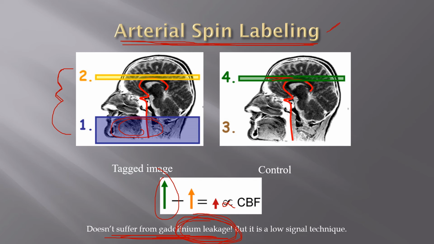Warning, do not run ASL after gadolinium administration. If you already have given them gadolinium, you cannot then magnetically label the blood. So arterial spin labeling doesn't work after the patient has gotten gadolinium. You need to let all that gadolinium clear out of the patient before you can successfully run arterial spin labeling MRI.